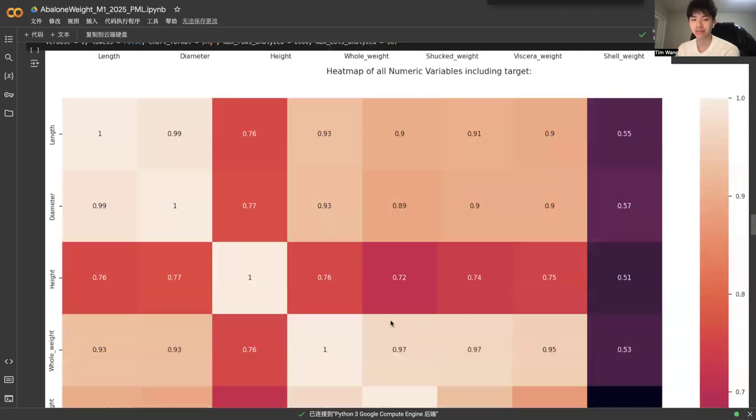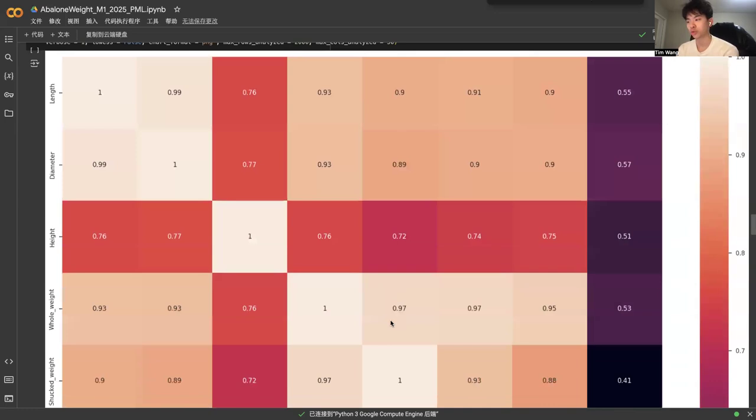A correlation heat map also showed strong relationships between features such as length, height, whole weight, shell weight, and these correlated features suggest that some variables might carry redundant information, a factor to consider when choosing models to minimize multicollinearity effects.